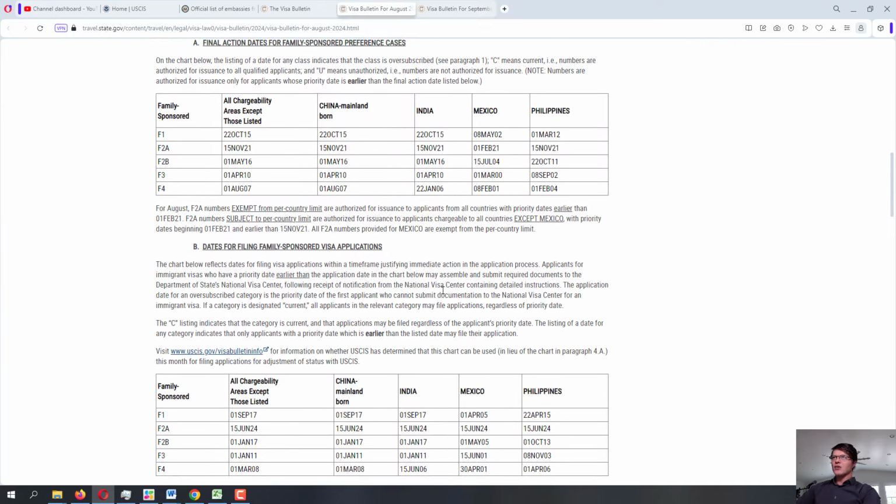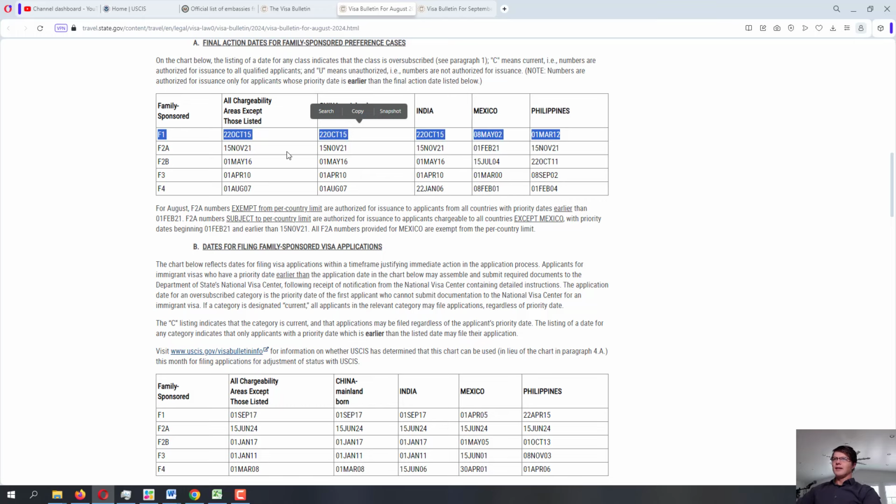And let's start with August 2024 right here. I'm going to highlight. We're going to start with F1. Obviously, the chargeability areas are self-explanatory. If you're from one of these countries, China, India, Mexico, or Philippines, you're looking at the appropriate column, at the appropriate cell in this table. But if you're from any other country that is not China, India, Mexico, or Philippines, you're looking at all chargeability area, all right? Okay, so F1, sons and daughters of US citizens who are over 21.